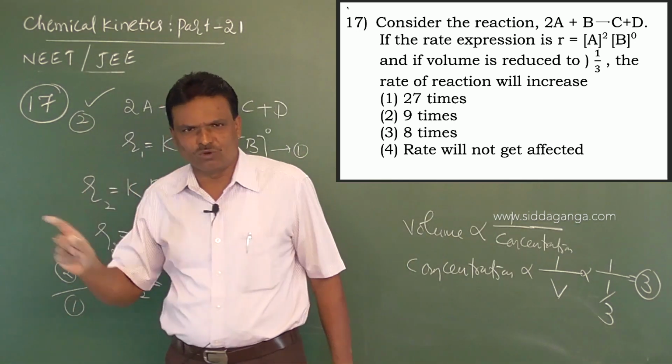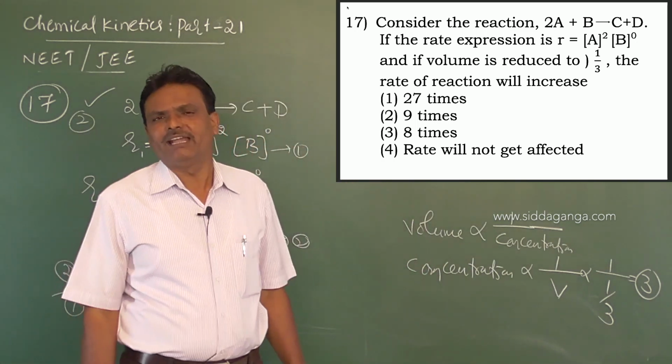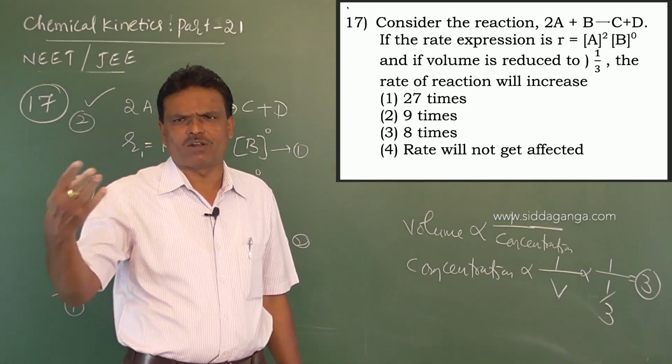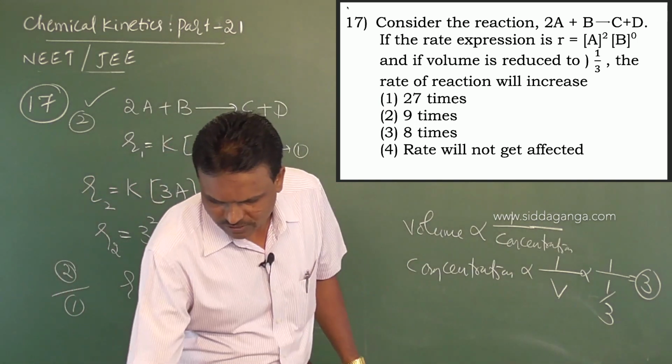Order with respect to A is 2. If the concentration of A is tripled, rate increases by a factor 3 to the power of 2. 9 times increases. Next question.